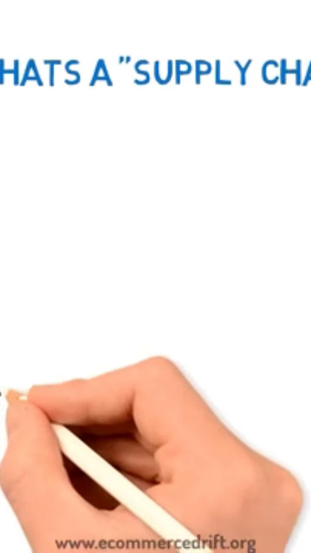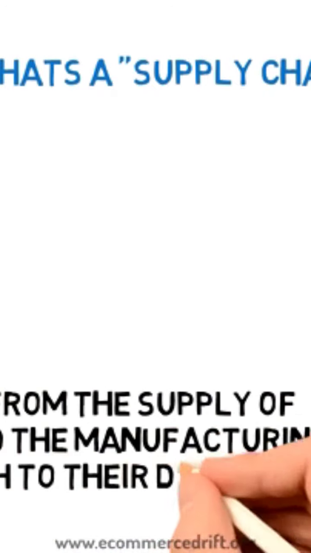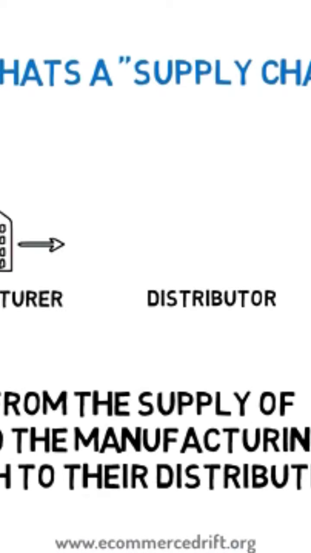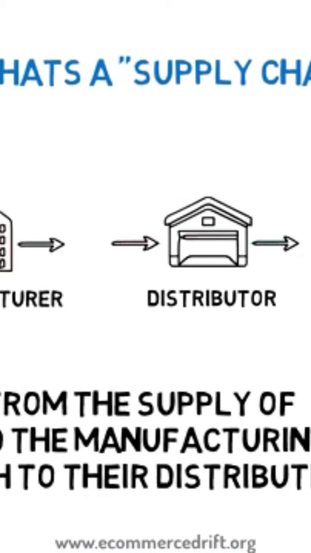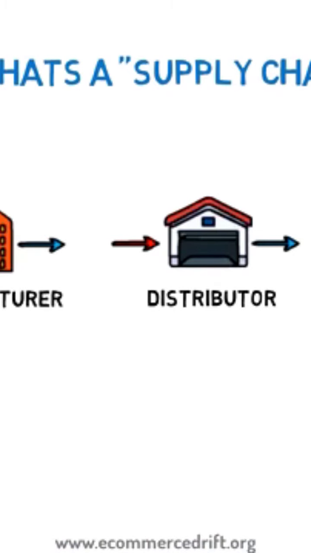Well, it's every stage from the supply of materials and the manufacturing of the goods through to their distribution and sale. Now, the supply chain consists of raw suppliers, manufacturer, distributor, retailer, consumers. These make up the supply chain. Now, to see what each one of them does, let's take an example of a wooden desk.